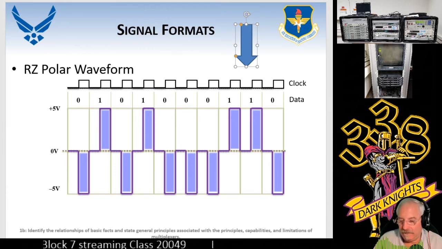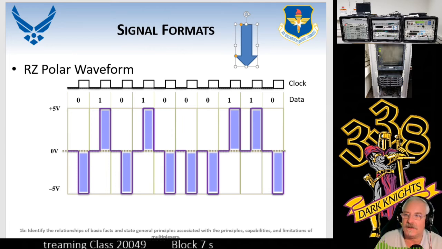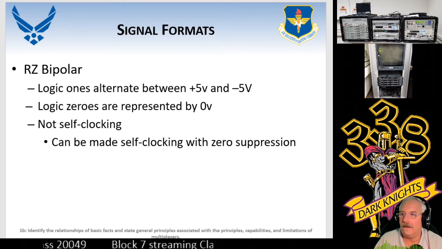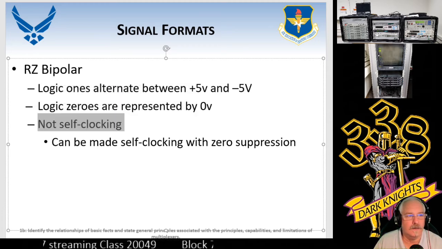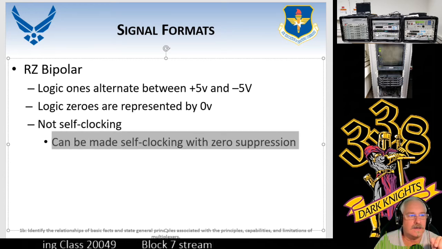Now there are other advantages and disadvantages of having self-clocking cycles versus not having self-clocking signal formats. So let's look at bipolar. Now bipolar is one, if you take a look at the name, bipolar means they're flip-flopping between the +5 and a -5 for logic 1s. Nothing happens for zeros. This is not self-clocking. However, when you add this in, which is called zero suppression, then it becomes self-clocking.